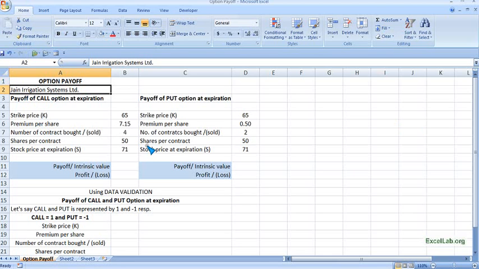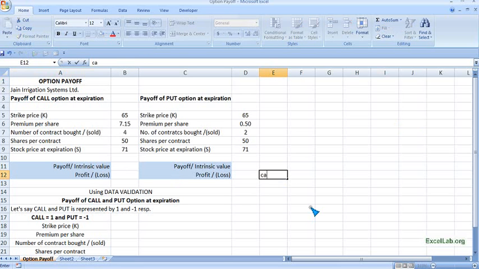Now this is the real data taken from nsindia.com, and we see the intrinsic value as well as the profit and loss of call and put option. Now we know the intrinsic value of call is spot minus strike, right? And for put, it is strike minus spot.